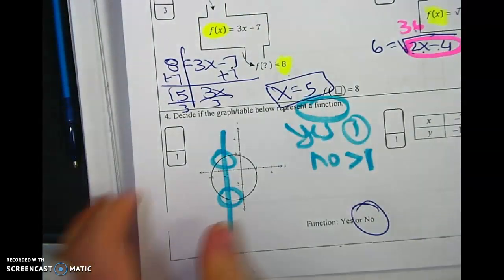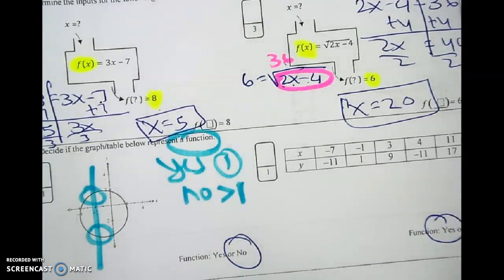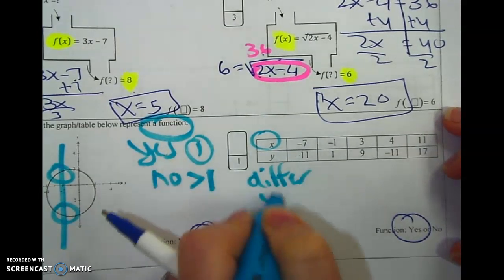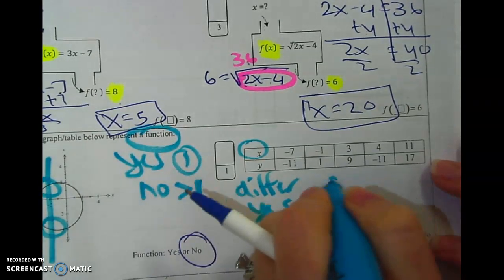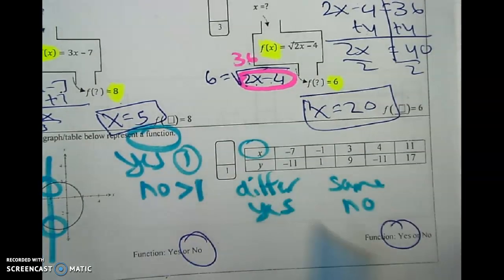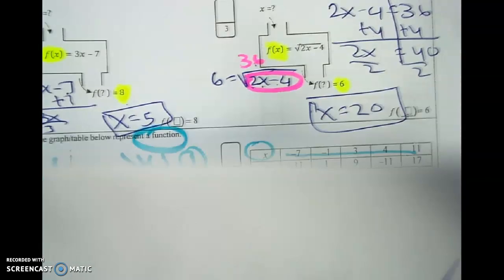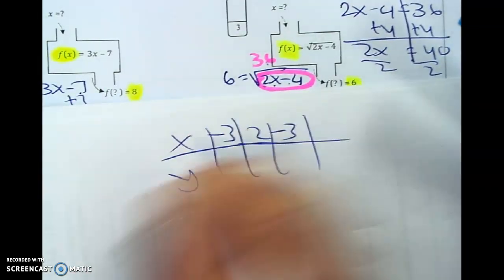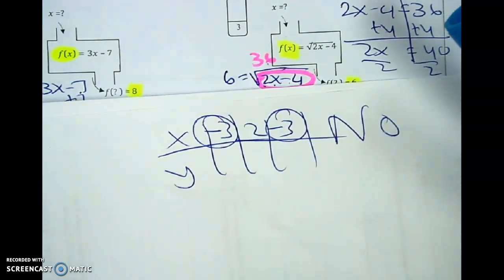Okay? This one is a yes because all the x's need to be different. If all the x's are different, it's a yes. If any of them are the same, it's a no. So if you look here, different, different, different, different, it's a yes. Let me give you an example of a no. If I had x, y, negative 3, 2, negative 3. These two are the same, it's a no. Okay, let's go to the other side.